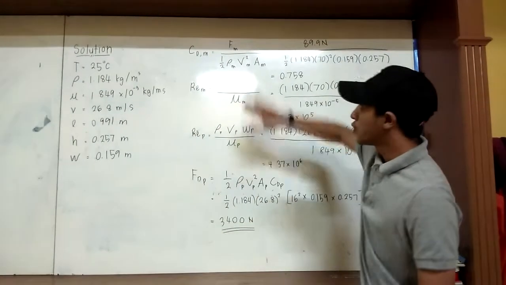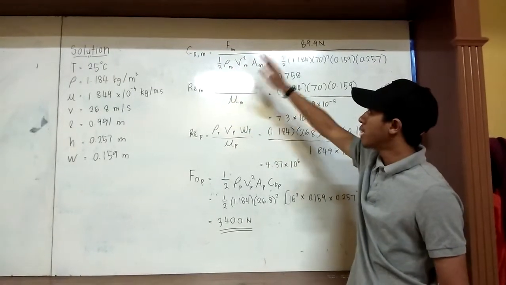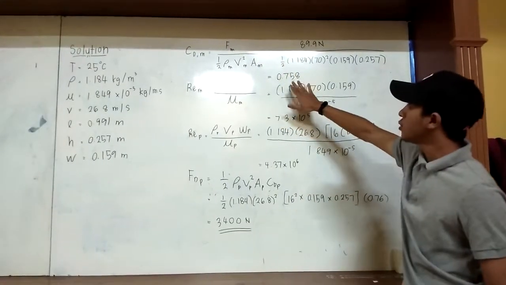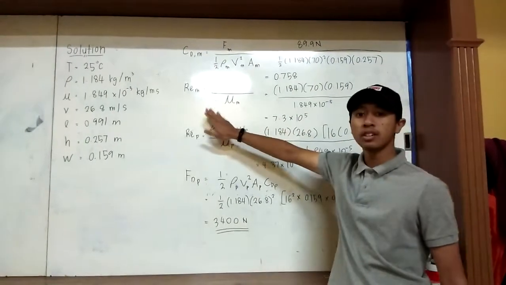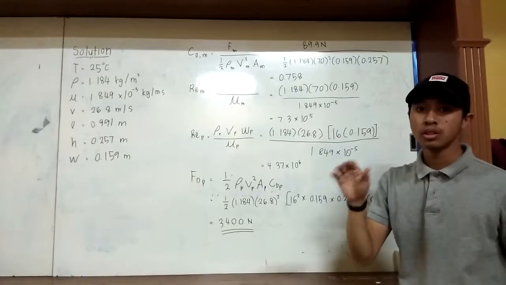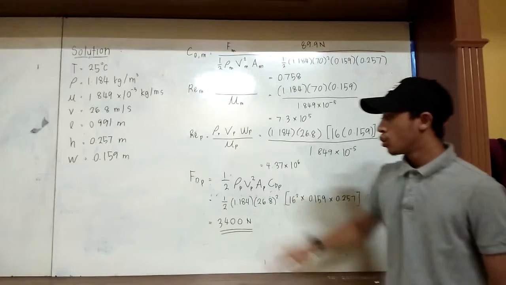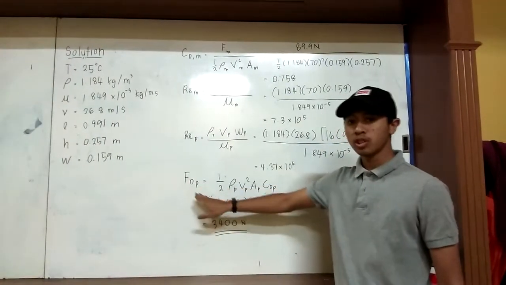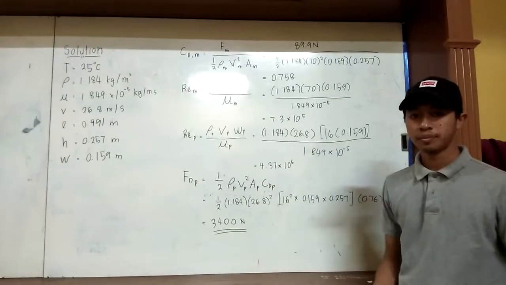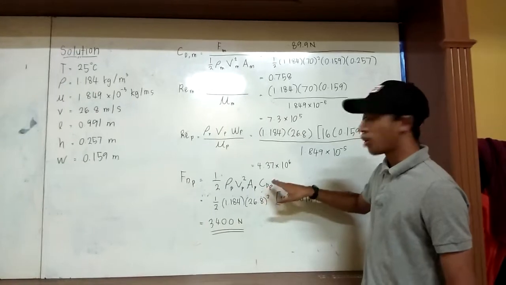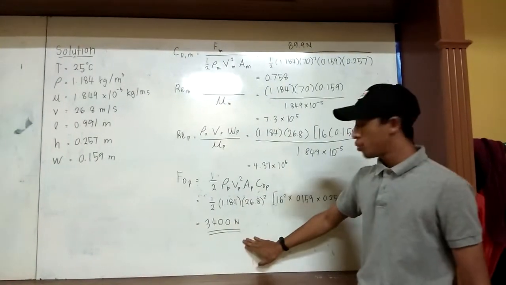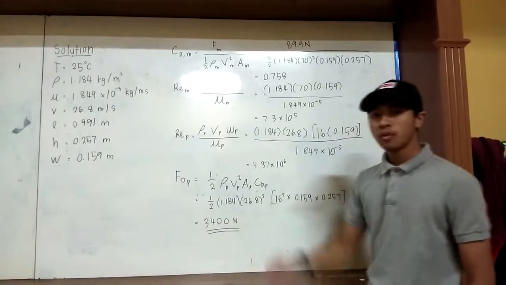The next is we find the drag coefficient of the model by using the formula force divided by half rho v square and area, and we get 0.758. The next is we find the Reynolds number of the model and the Reynolds number of the prototype to know whether the flow is turbulent or laminar. After that, we find the drag force of the prototype by using half rho v square area drag coefficient. The drag coefficient of the prototype we can get from the drag coefficient of the model. So we fill in the information and lastly we get the answer, which is 3,400 Newton.